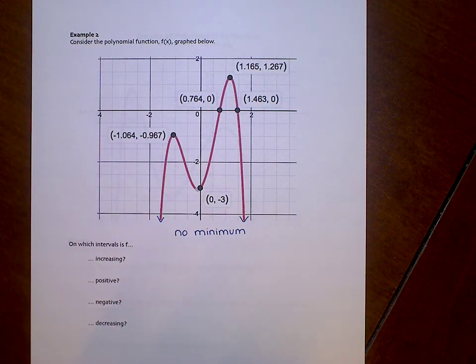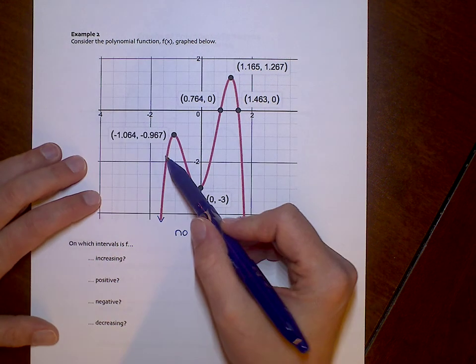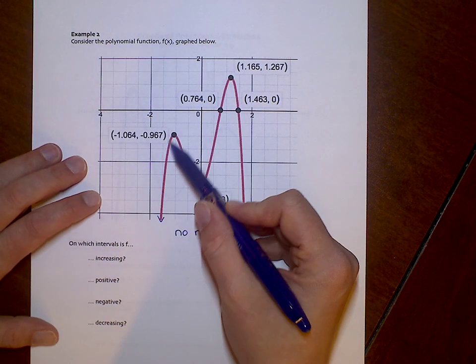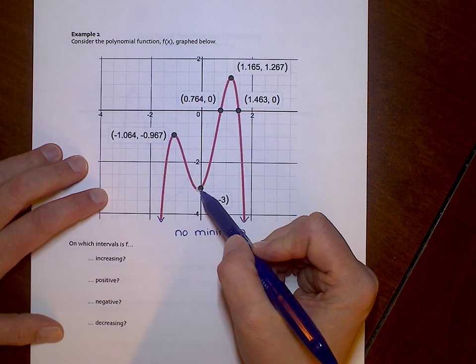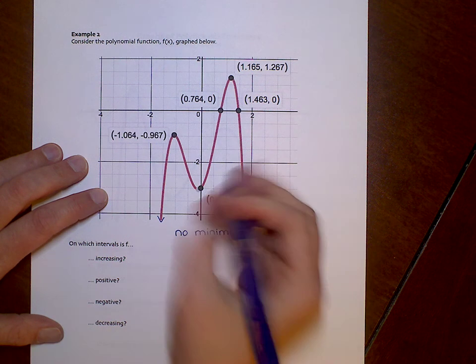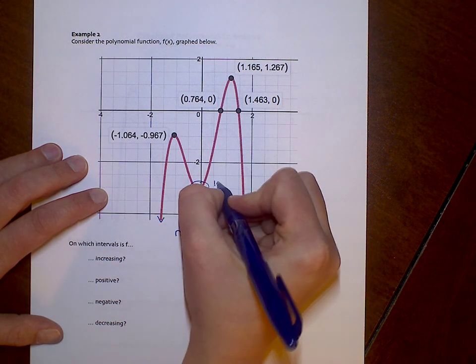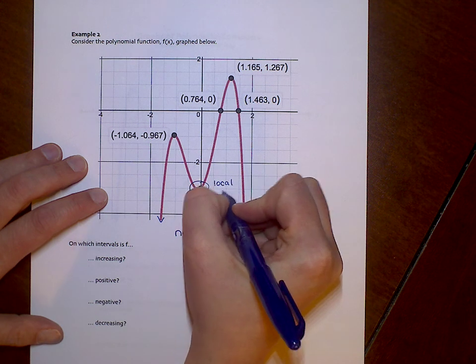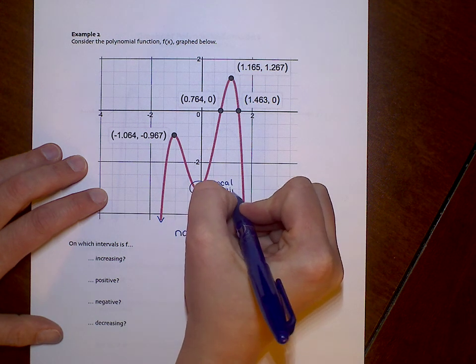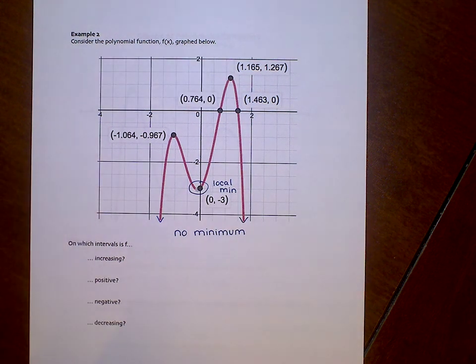However, you do have this spot where the graph is going up and then it's coming back down, and it kind of takes a dip before it heads back up again. So this is kind of a low point. This would be what's called a local minimum on this graph. So it's not the lowest point on the graph, but it is a low point.